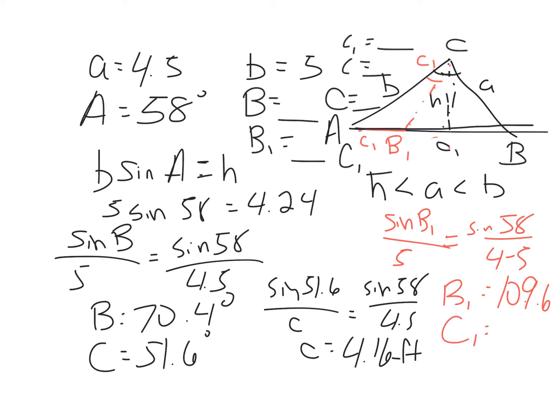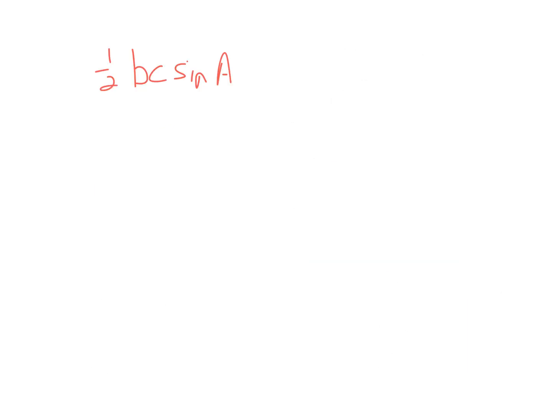Meaning that C prime, if we add them up and take leftovers, is just going to be 12.4 degrees. And then from there, we have to use law of sines again, which is sine of 12.4 over lowercase c prime, which we don't know, equals sine of 58 over 4.5. Always use what's given. And then lowercase c prime will get you 1.14 feet. Whew. Okay, that's that one right there.